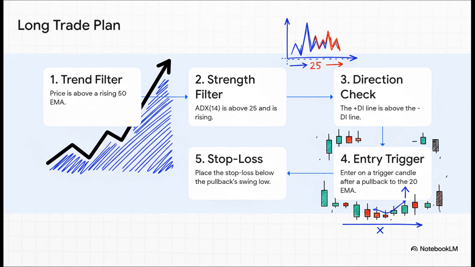We wait. We wait patiently for price to pull back to the 20 EMA. And when it gets there, we look for a trigger, like a nice bullish candle, to enter. Our stop loss? That goes right below the low of that little pullback.